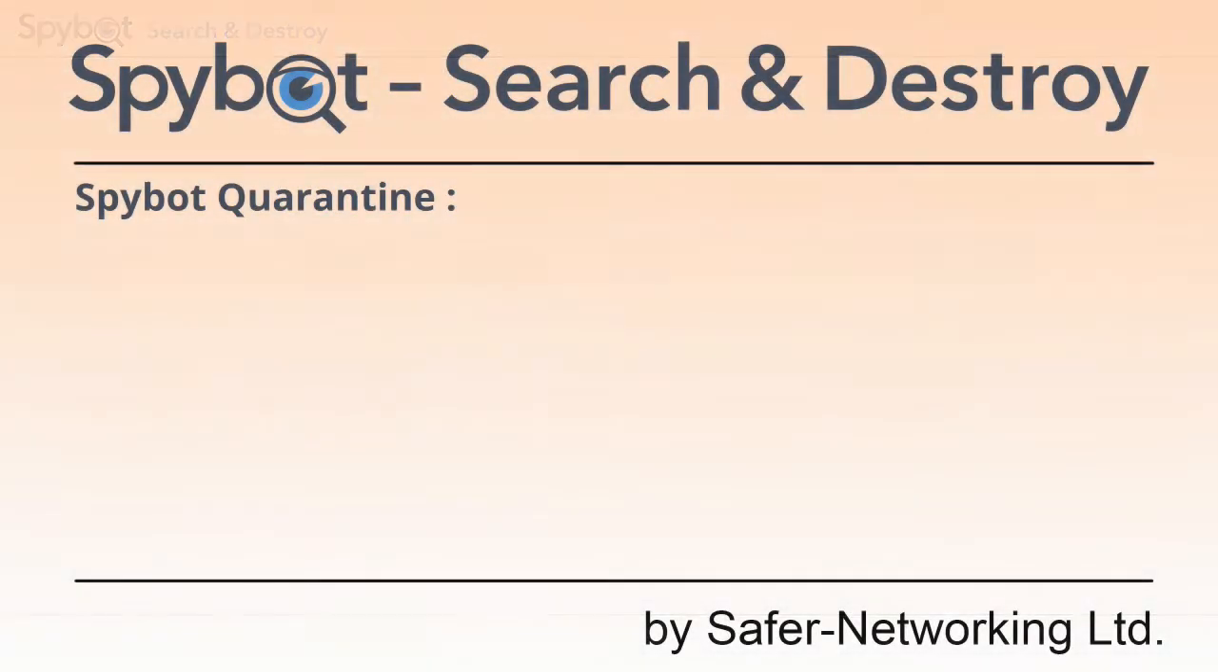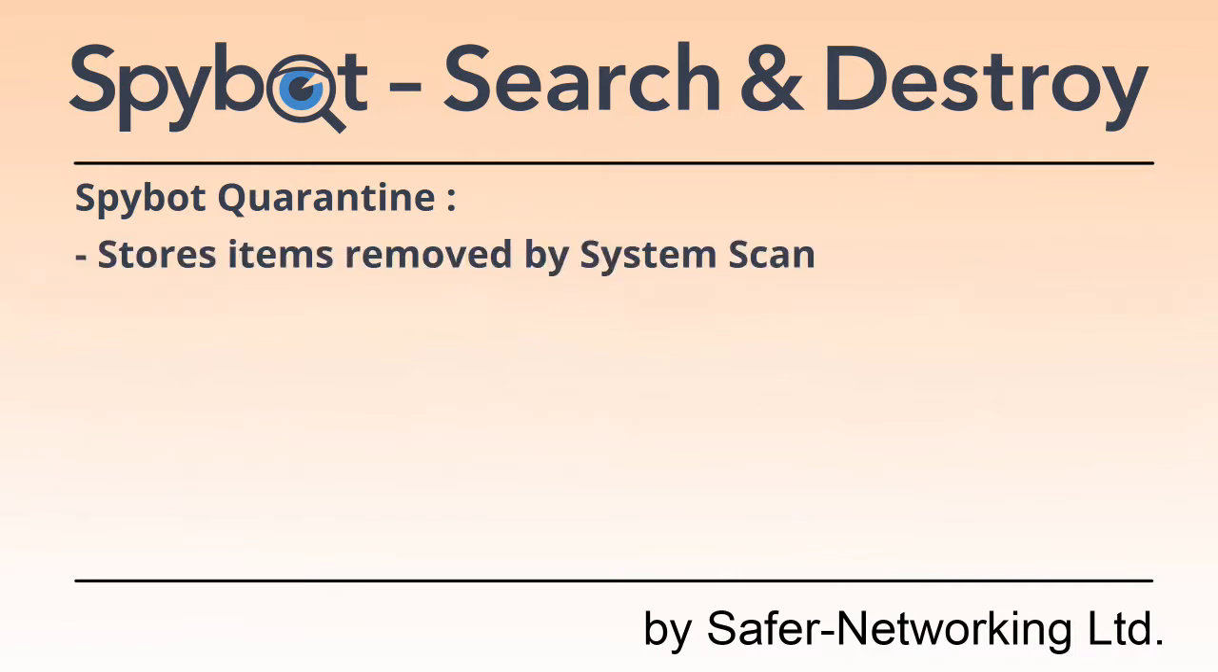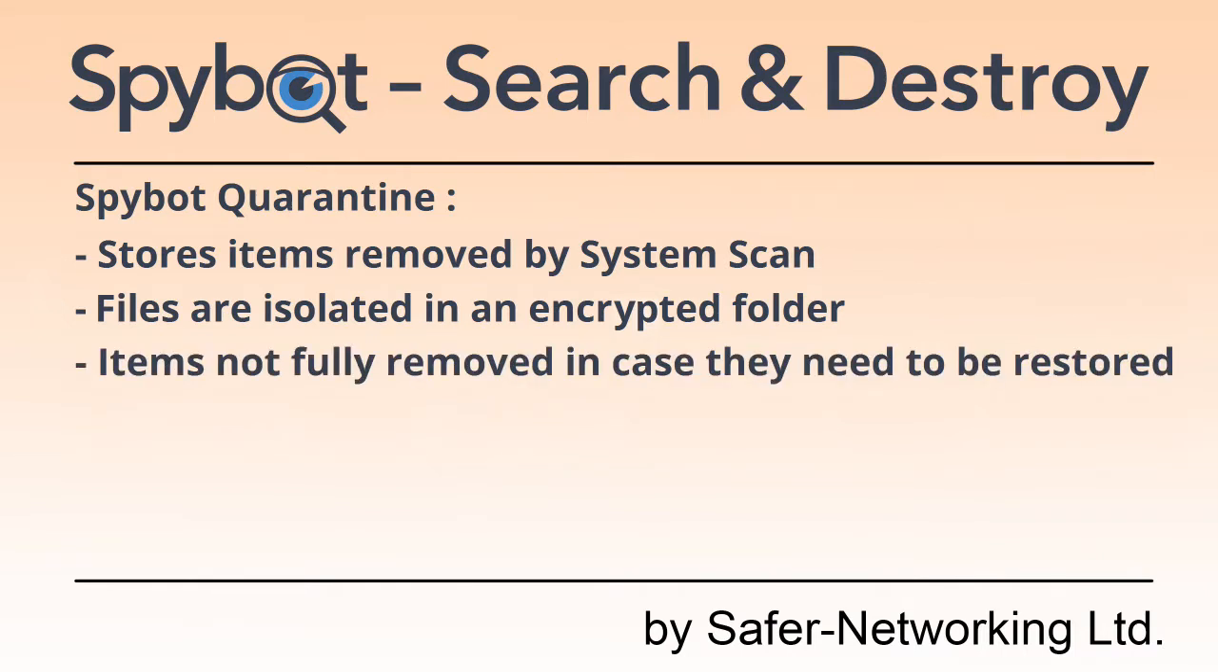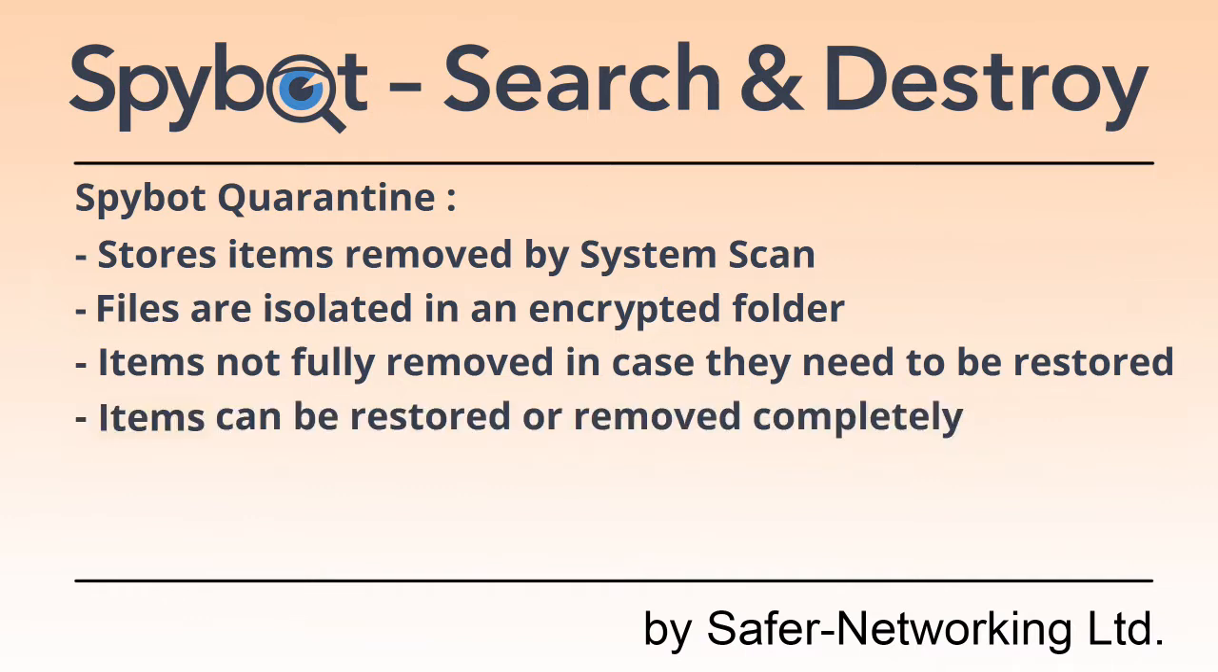When Spybot removes an item that was detected during a system scan, the item is added to Spybot's Quarantine. The file is then isolated in an encrypted folder so that it becomes inactive and can no longer cause harm to your PC. The item is not removed completely in case it was mistakenly deleted or is flagged as a false positive. The quarantine allows you to restore items if they were mistakenly deleted, or they can be removed completely from your system.